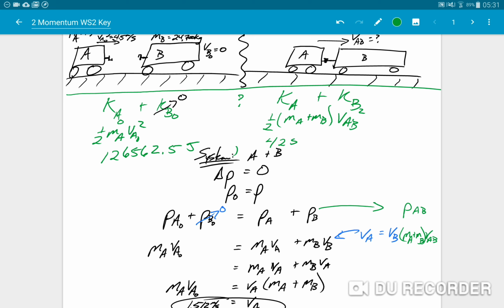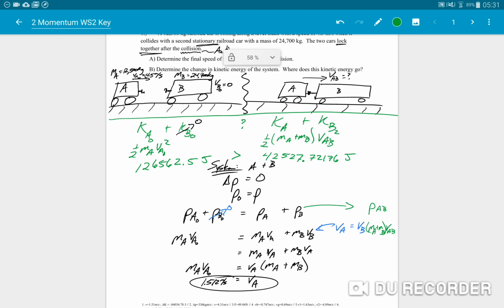42,000, sorry, 527.72176 joules. So we see that we definitely decrease here. So we have a greater amount at the beginning here, and it decreases. And I believe it asks how much it decreases by, determine the change in kinetic energy. So the change in kinetic energy is always going to be the ending minus the beginning. I'm kind of running out of room here, so the change in kinetic energy is going to be the ending minus the beginning there. So my ending bit minus the 126,562.5, and I get negative 84,034.78 joules.